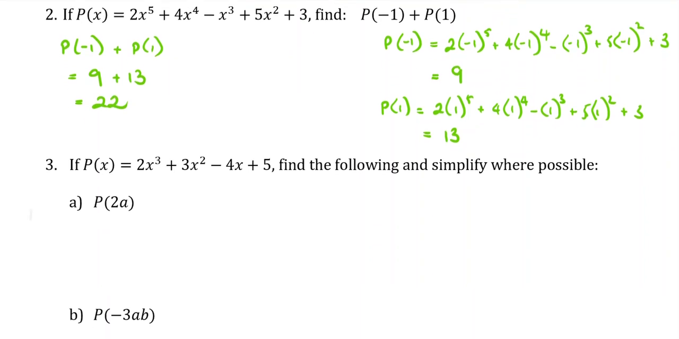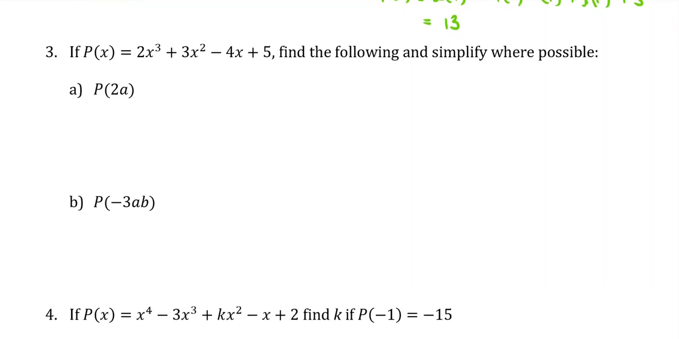Question 3. If p of x equals 2x cubed plus 3x squared minus 4x plus 5, find the following and simplify where possible. And I want p of 2a. So 2a is going to go in everywhere where there's an x. So it's going to be 2 lots of 2a cubed. I'm putting that in brackets so that I cube the 2 and the a. Then 3 lots of 2a squared minus 4 lots of 2a and then plus 5.